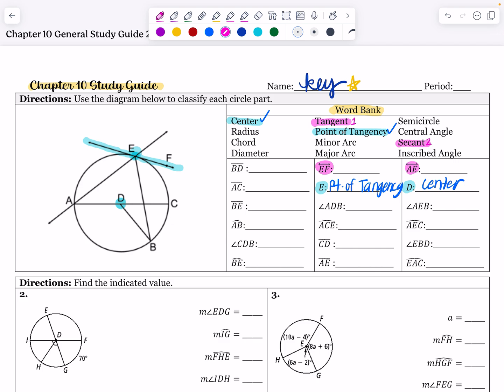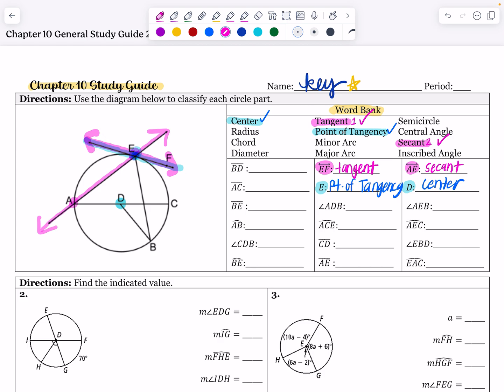So let's go to EF in our picture. Here's line EF with the arrows on the end of it. That is going to be a tangent line because it's just touching the circle that one time. Okay, now let's go look at AE. A to E is going through A and through E, and it's touching the circle twice, once at A and once at E. So that is going to be a secant line. That is going to be our secant line. So this just kind of helps me with what to look for.